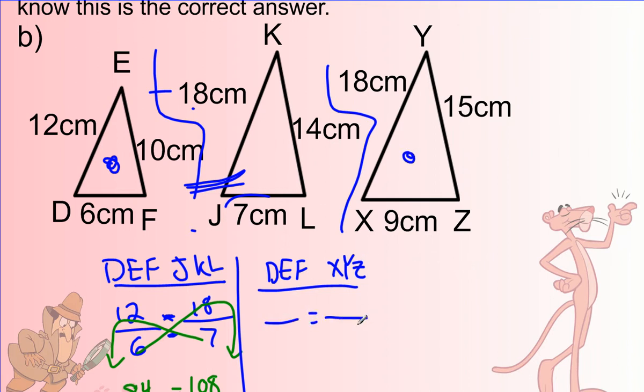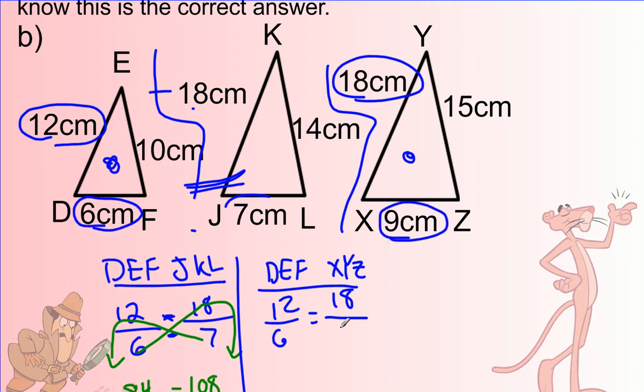Same thing. If they're similar, they should be proportional. I use pretty much the same proportions. I'm going to use the same sets of sides. So I'm going to say 12 over 18. I'm sorry, 12 corresponds to 18, and 6 corresponds to 9.